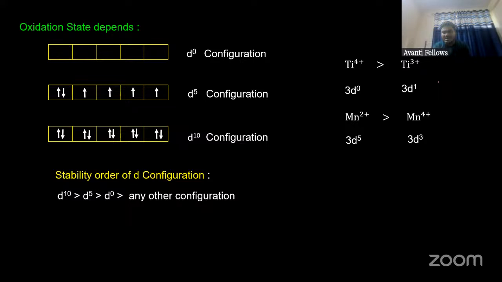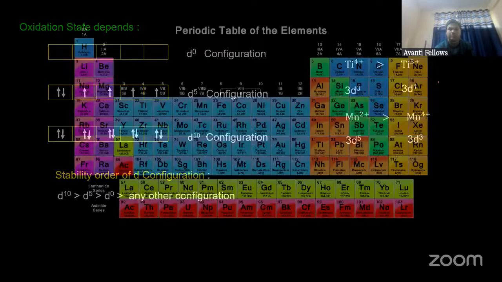Similarly, if someone asks out of Mn2+ and Mn4+, which one is more stable? So Mn2+ has 3d5 electronic configuration, whereas Mn4+ has 3d3 electronic configuration. So we can easily say that Mn+2, being half filled, 3d5, is much more stable as compared to the other. Clear hai? Chalo.